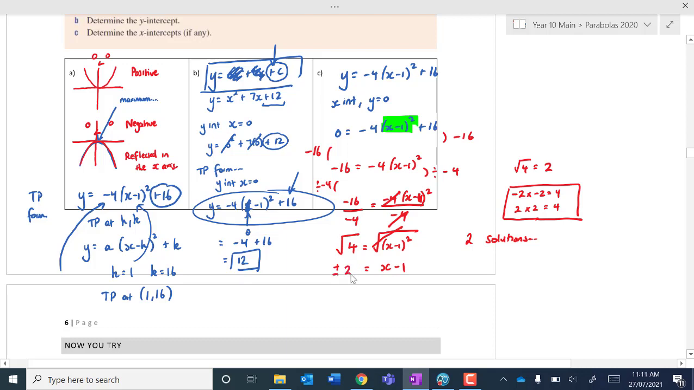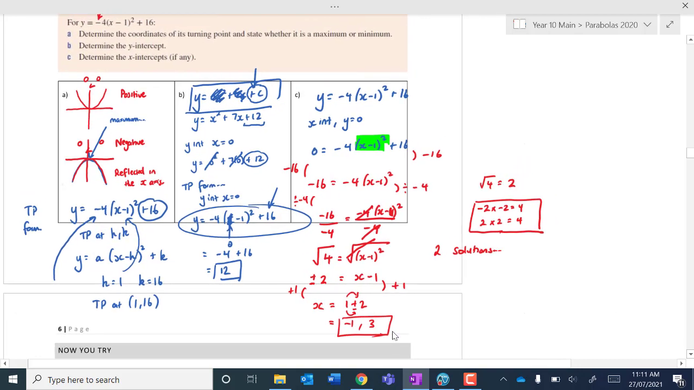And now, of course, we've got an x. We're almost there. Let's add 1 to both sides, and I'm going to put the x on the left-hand side. We've got x is equal to 1 plus or minus 2. Now, of course, we don't need to leave it like that because there's two solutions. 1 plus 2 is 3. 1 minus 2 is minus 1. So we've got minus 1 and 3 are our two x-intercepts.